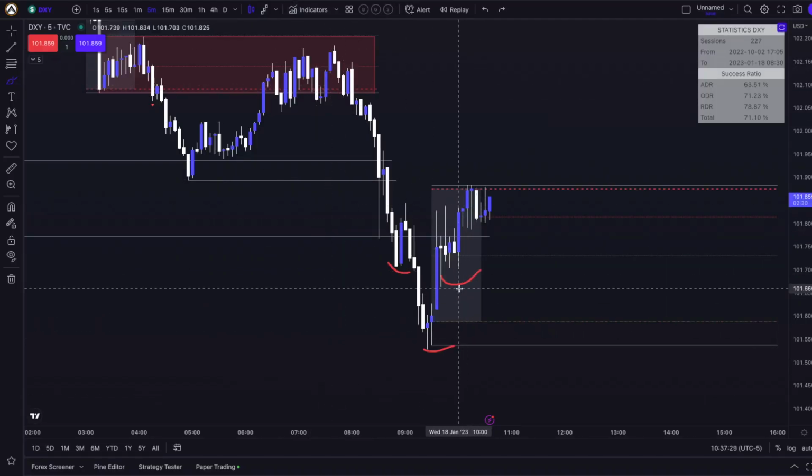The DXY. Let's see. Unfortunately, there's no data on the DR lens for the DXY yet.